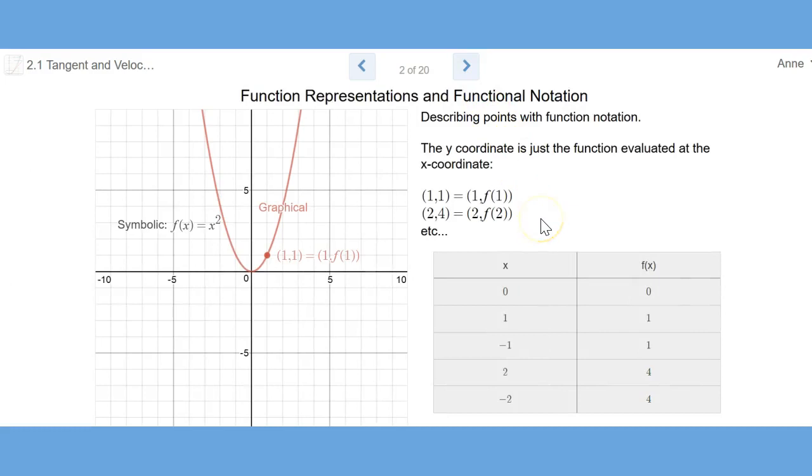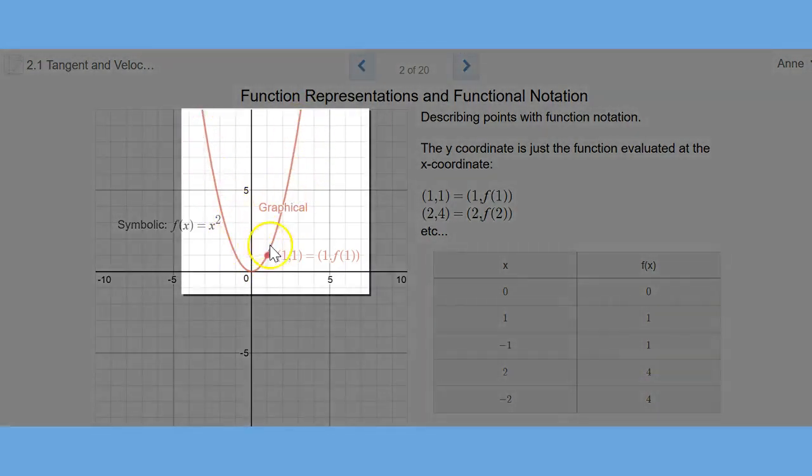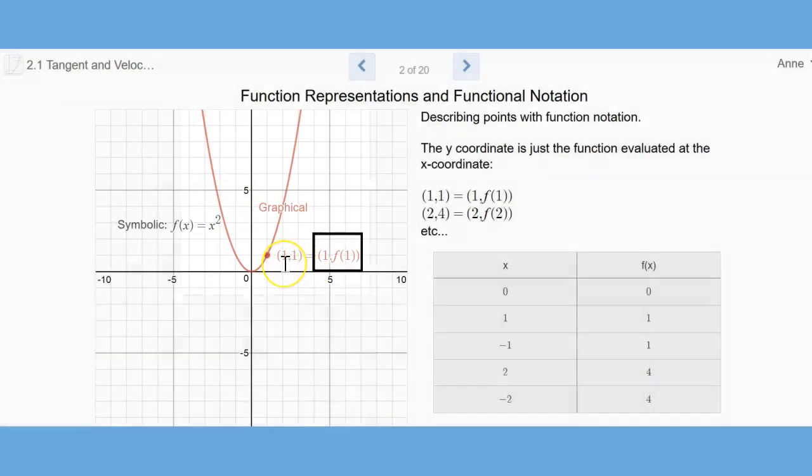So this is reviewing all those concepts. So here's the function we're going to be working with a lot in this lesson, f of x equals x squared. Here's its graph. Here's how we represent the point 1, 1 on the function's graph with the function notation. The y-coordinate can be represented as f of the x-coordinate. So here you see that again.